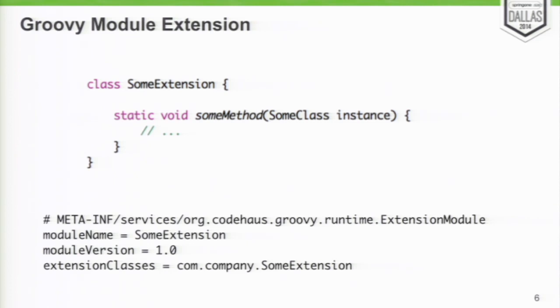So Groovy does some metaprogramming. It's as if you did SumClass.metaClass.SumMethod = closure. Groovy will take care of that for you. You don't have to write that imperative code. You write the module extension and this descriptor, the service descriptor, and Groovy will find that and make it happen.